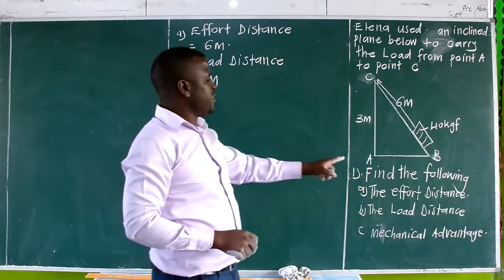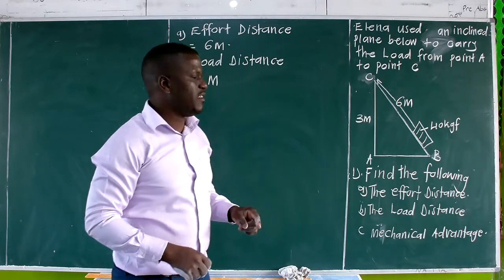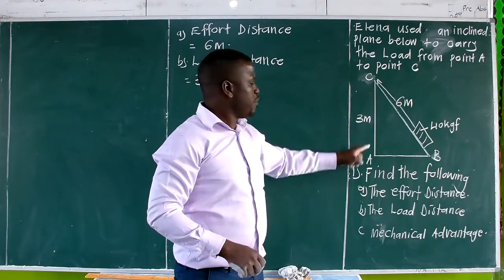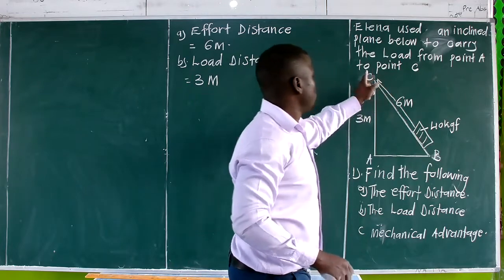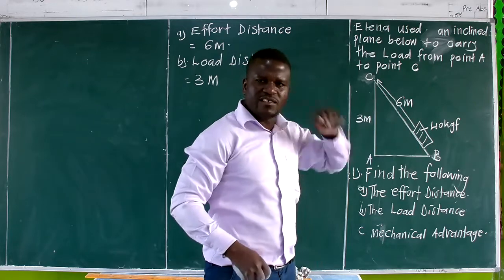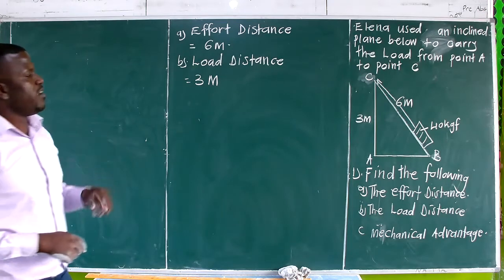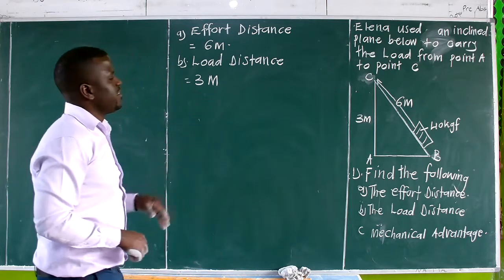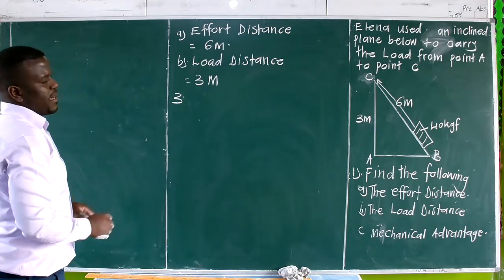And I've told you the load distance is the distance through which the load moves. The effort distance is the distance through which the effort moves. We'll move the load from A to C, but because we shall use more effort, instead we carry this load through B to C. If we use this distance, effort distance, we shall use less effort. So the effort distance is 6 meters, load distance is 3 meters. Then part C, you are asked to calculate the mechanical advantage.